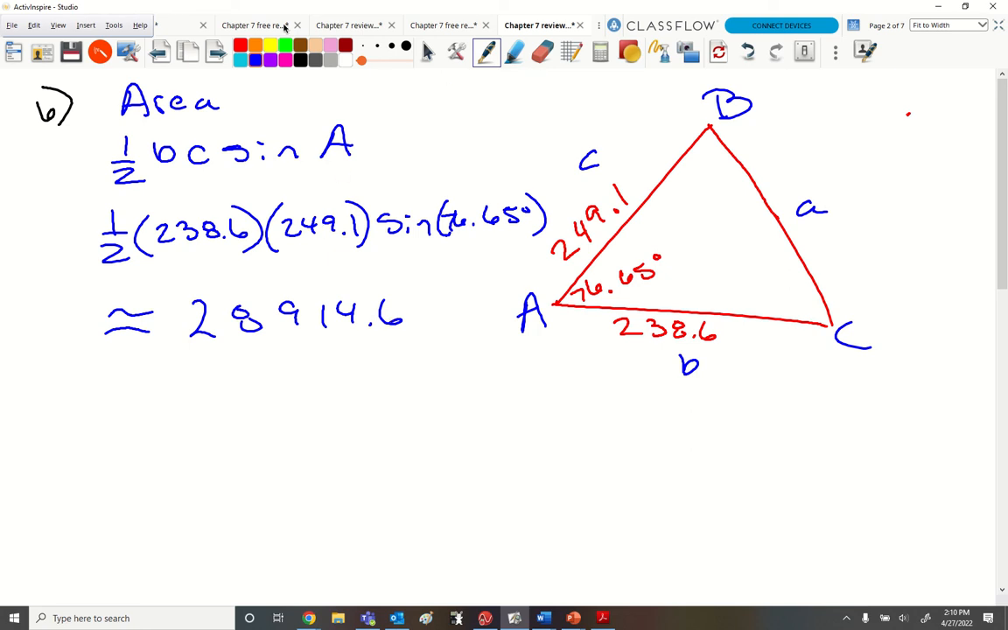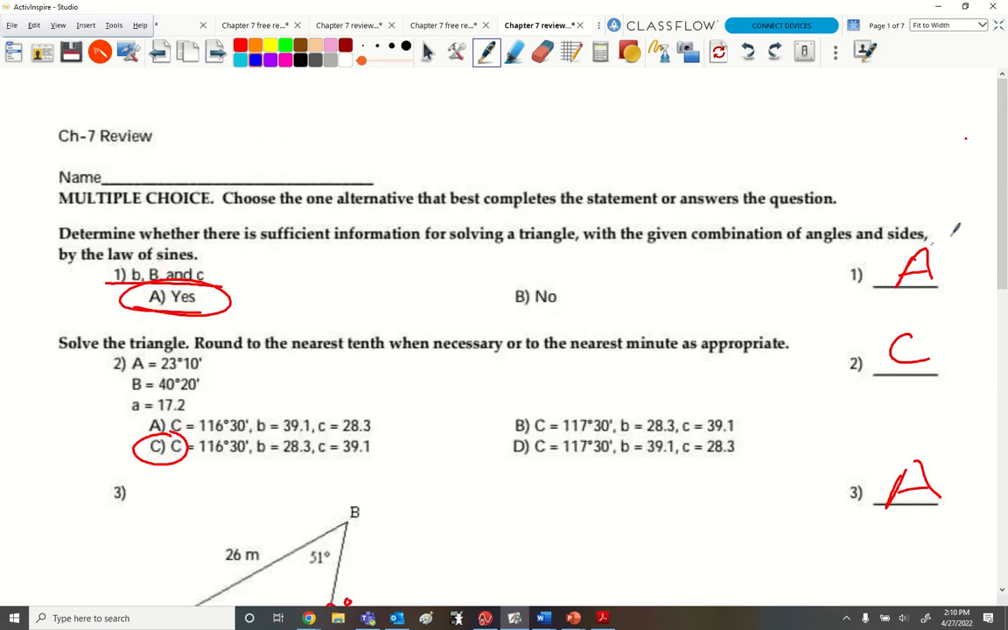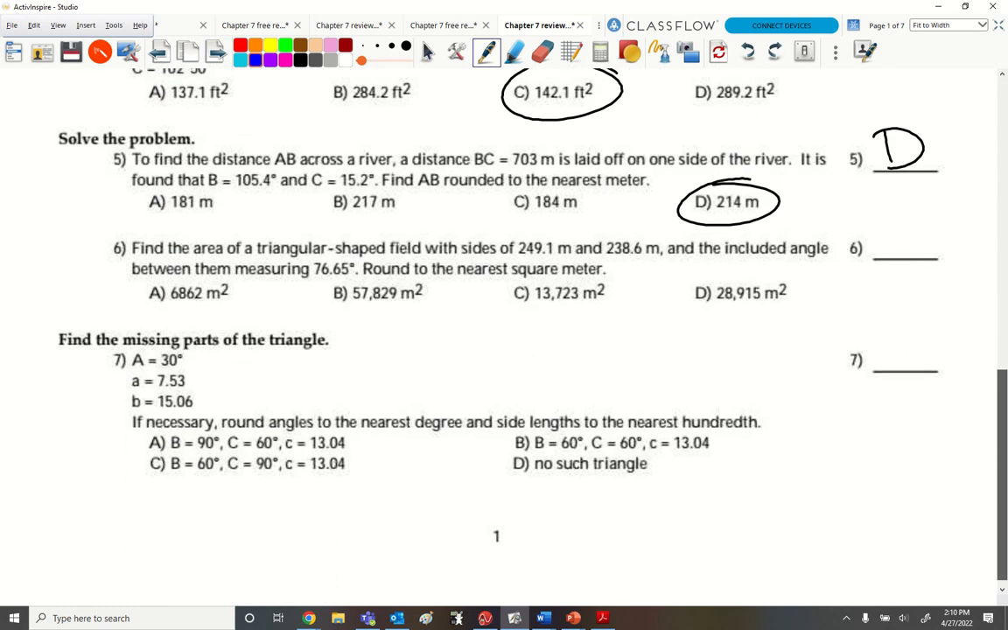Oh, E. 28. So yes, option D. Discriminated against letter B in the test. It was being a little b. See what I did there? See what I did? Okay. Unfortunately.